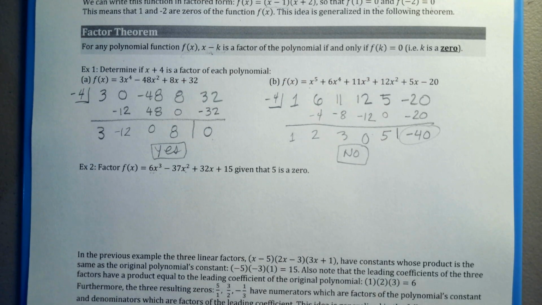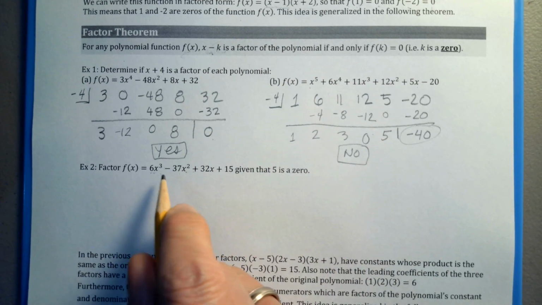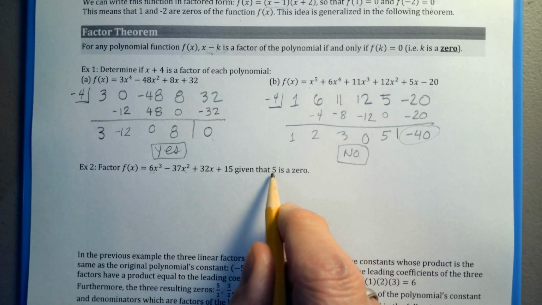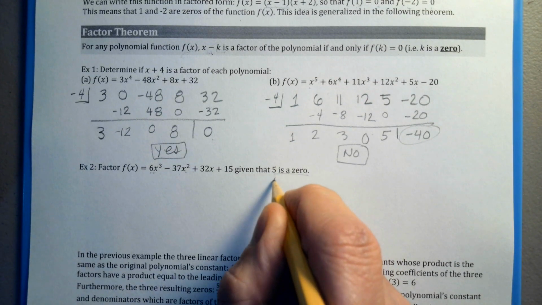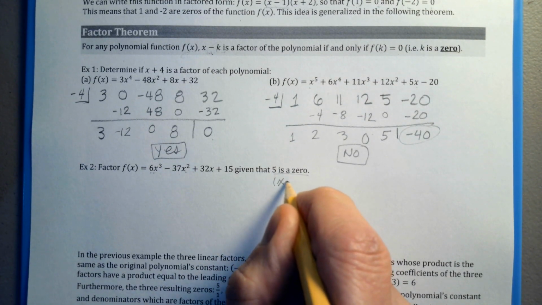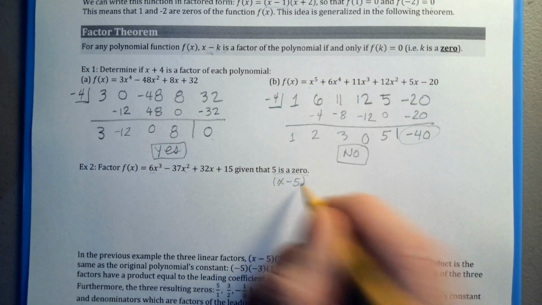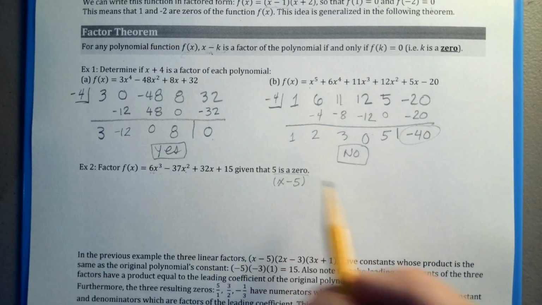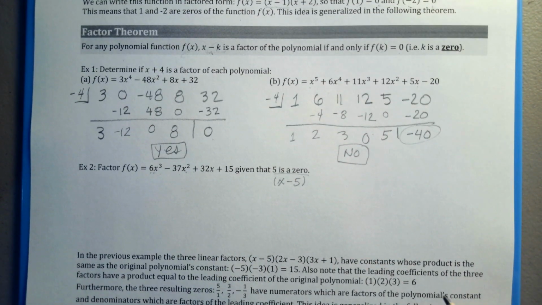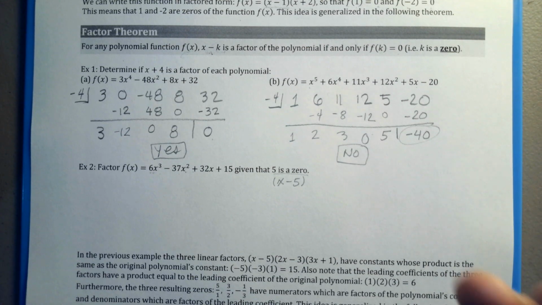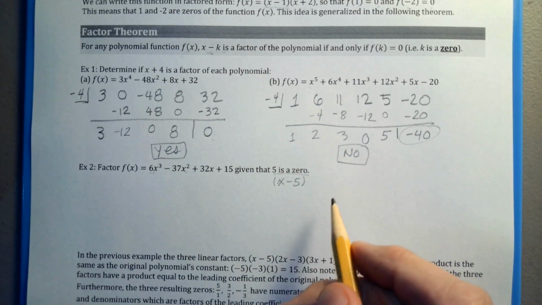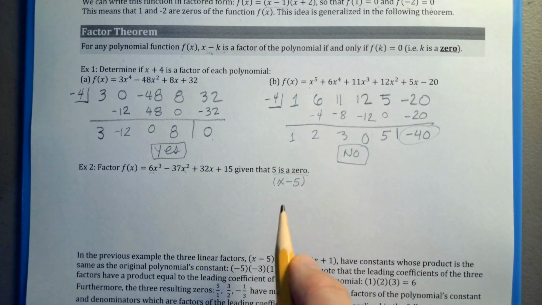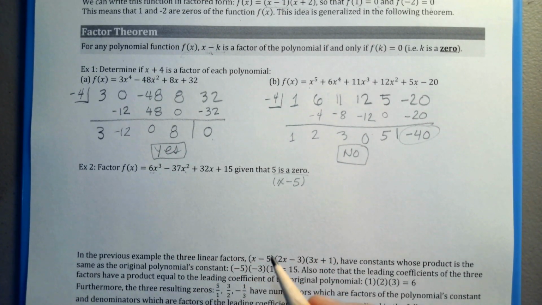But the whole idea is we could try to factor this. If we knew what one of the factors were, then we could divide this. Well, we're told that 5 is a 0. So that means if we divide by the binomial x minus 5, if what they say is true, we should get a remainder of 0. And if we don't, we did something wrong, or what they said is not true. Okay, so let's do that. Let's divide through and verify that we get a 0.